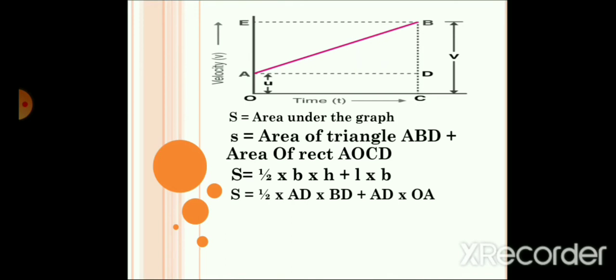Okay, now AD is equal to OC and OC is equal to T. So half into T into BD. BD in our first equation only we knew that BD is equal to V minus U. AD is T and OA equal to U.